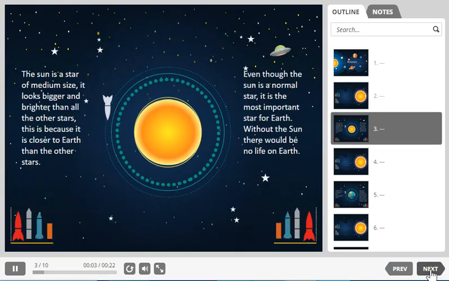The sun is a star of medium size. It looks bigger and brighter than all the other stars. This is because it's closer to Earth than the other stars. Even though the sun is a normal star, it is the most important star for Earth. Without the sun, there would be no life on Earth.